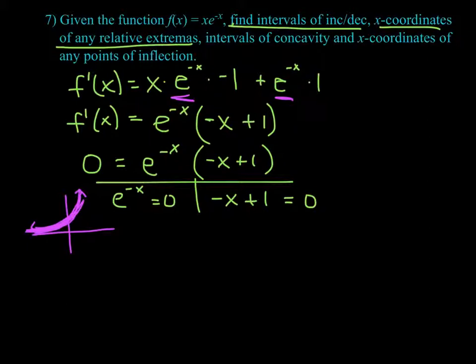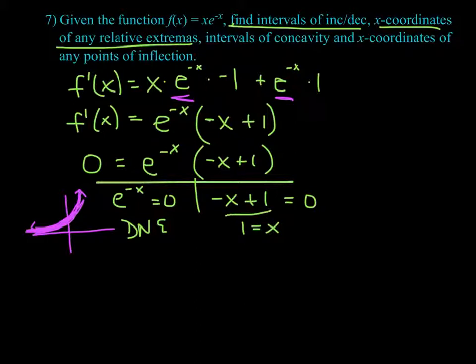And so if that's the case, will e to the anything ever equal 0? No, it will not. And so if you are ever asked when an exponential is going to equal 0, the answer is that it's not, it does not exist. So the left-hand side of your derivative is not going to yield any critical values. So we're only relying on the right-hand side, negative x plus 1 equals 0. So if I add the x over, I end up with, of course, 1 equals x.